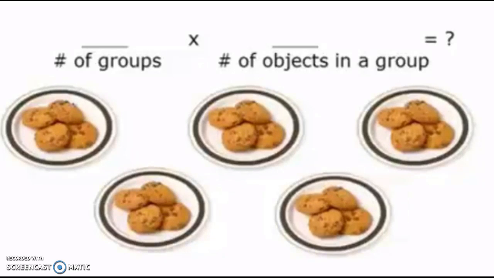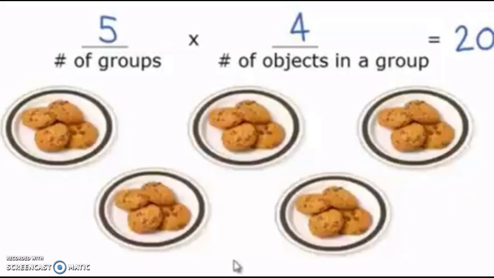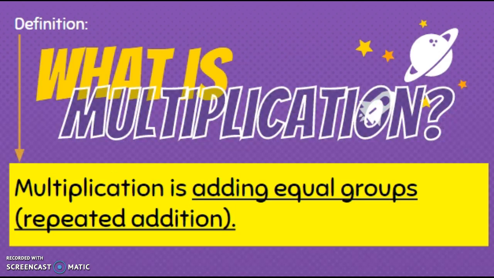Here we have 1, 2, 3, 4, 5 plates or groups. And each plate has 1, 2, 3, 4 cookies. So there are 4 objects. Therefore, our factors are 5 and 4. We can count the number of cookies in all to solve 5 times 4. And if we do that, we find out that 5 times 4 equals 20. So we see that the definition of multiplication is adding equal groups, also known as repeated addition. Please make sure you're writing this down on your notes.